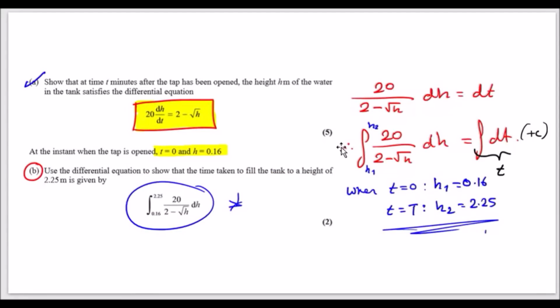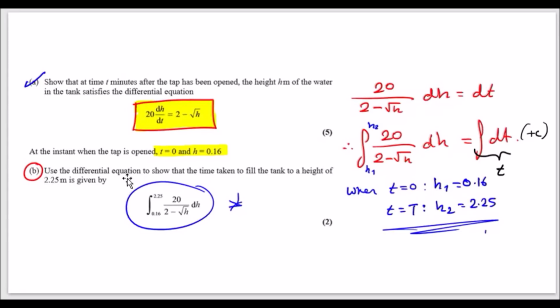Okay, so that's done. We complete A. So B. So at the instant when the tap is open, T is 0 and H is 0.16. Okay, so I put a little note here. What this means is that when time is 0, we get the initial H1 is 0.16. So that is from the beginning. However, after a certain time has passed, we get a height of 2.25. Well, actually, that's part B's reading.